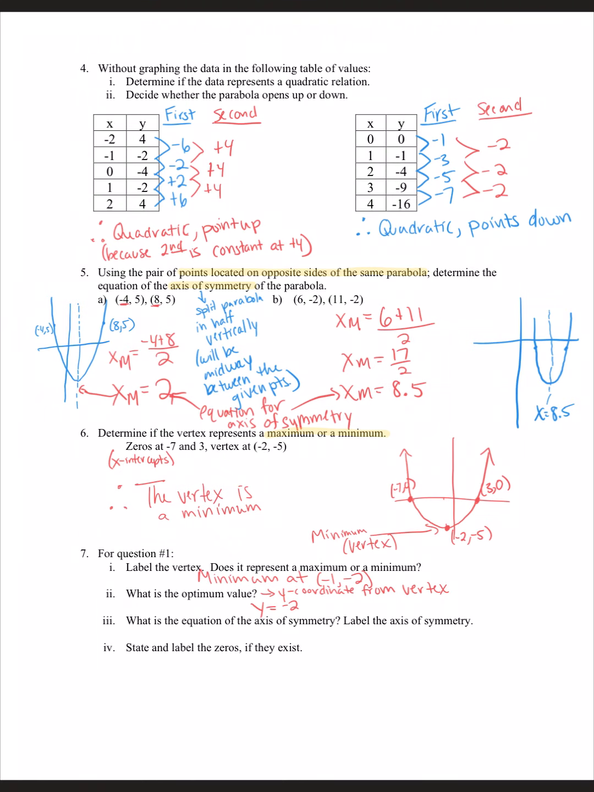Okay, our axis of symmetry is going to be the x coordinate from our vertex. So if our minimum was at (-1, -2), our axis of symmetry is going to be at that -1. That's the x from it. And then the last part says state and label the zeros if they exist. Any x-intercepts, we didn't have any zeros, so we'll just say no zeros exist.